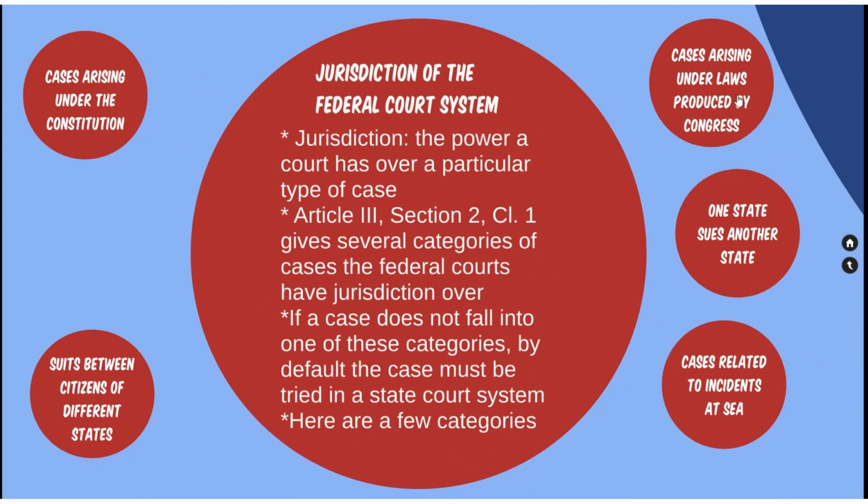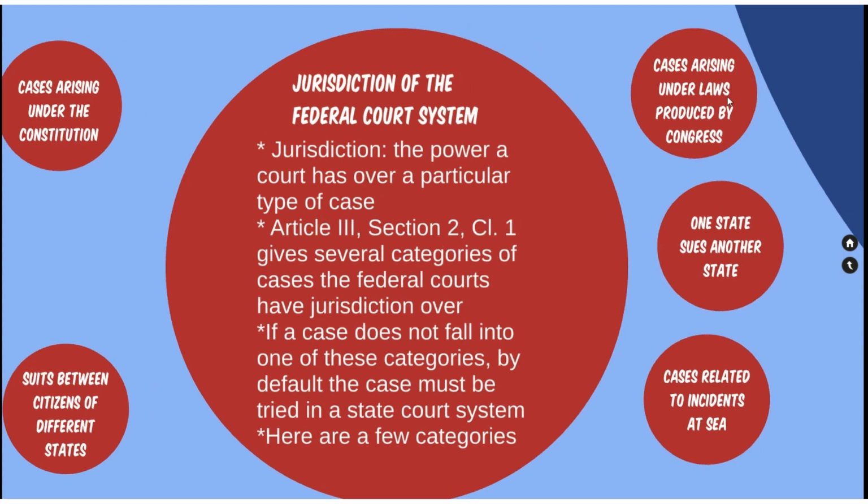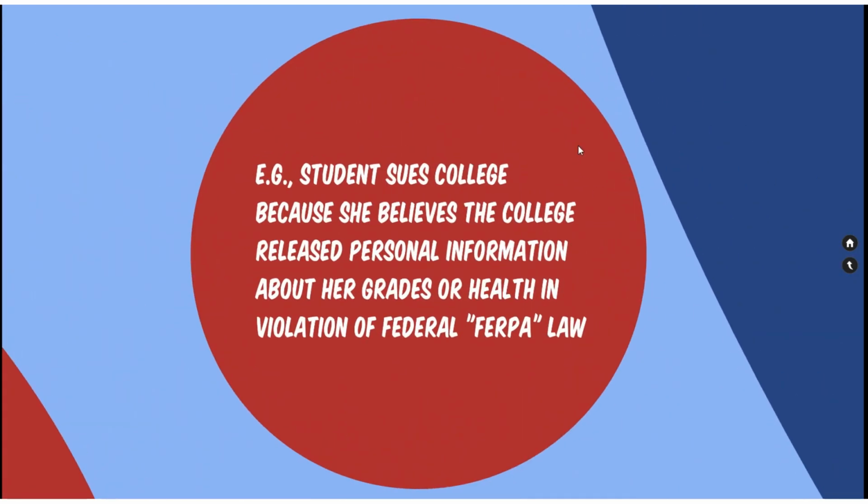Okay. Cases arising under laws produced by Congress. So if you have a law produced by Congress, and Congress has specific meaning. Congress is the federal legislative branch. That's U.S. senators and U.S. representatives. If somebody sues another individual, and the basis of that suit is a law produced by Congress, and I'll give you an example here, that would be something that the federal courts would have jurisdiction over.